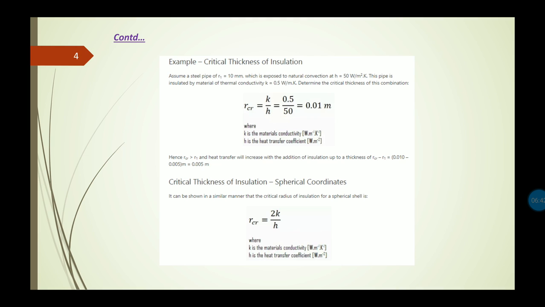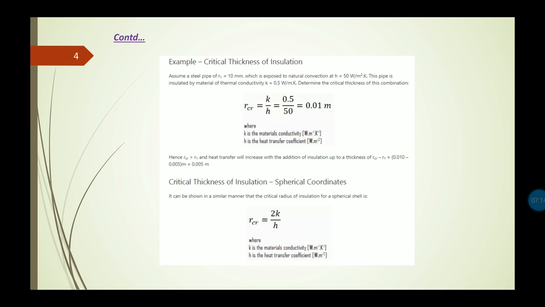So how do we determine the critical thickness? In the earlier slide we have seen the formula for the critical radius. It is the ratio k by h, that is thermal conductivity to the convective heat transfer coefficient. The thermal conductivity is given here as 0.5 watt per meter Kelvin, and the value of h is given as 50 watt per meter square Kelvin. So ultimately we get the critical radius as 0.01 meter.